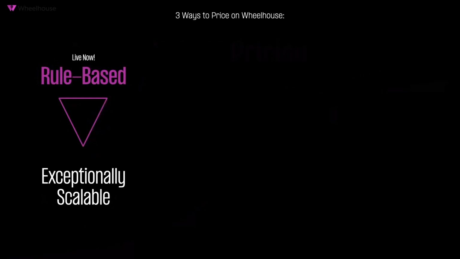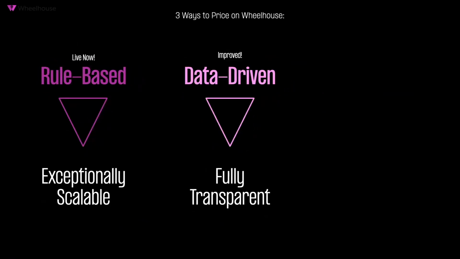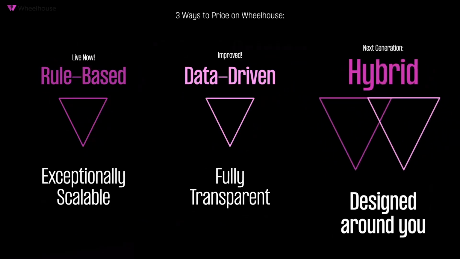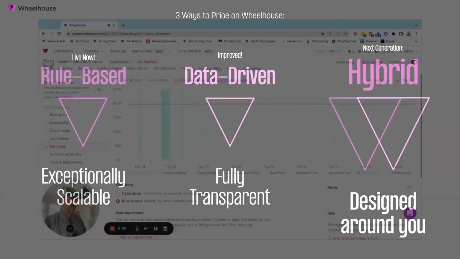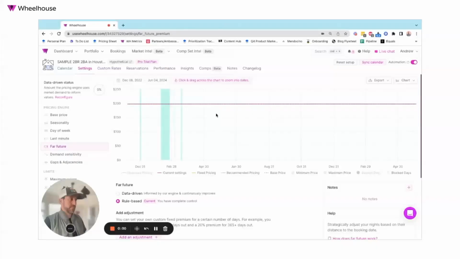So in summary, we're going to get to hybrid in a quick demo of it, but there are 3 types of pricing available. Wheelhouse actually has rule-based, we have data-driven, and now we have hybrid as well. So we're going to watch a quick video. It's about 1.5 minutes, 2 minutes of hybrid pricing in action, and you're going to see how you might be able to use it for a mid-length pricing strategy.